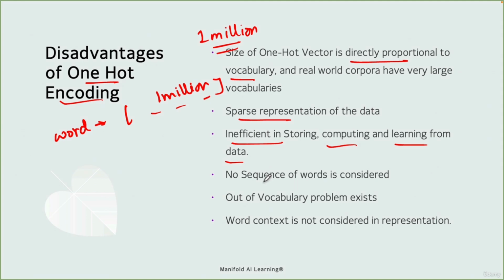Another major disadvantage is that there's no sequence of words when we are creating this one hot encoding. The sequence of words will be ignored. And if I come across any new word which has not been learned, I will not have an efficient way of dealing with those new words which are not present in my training data. And also, when we are working with NLP, the context in which the words are being used is also not considered. So these are some of the main disadvantages of this one hot encoding technique.